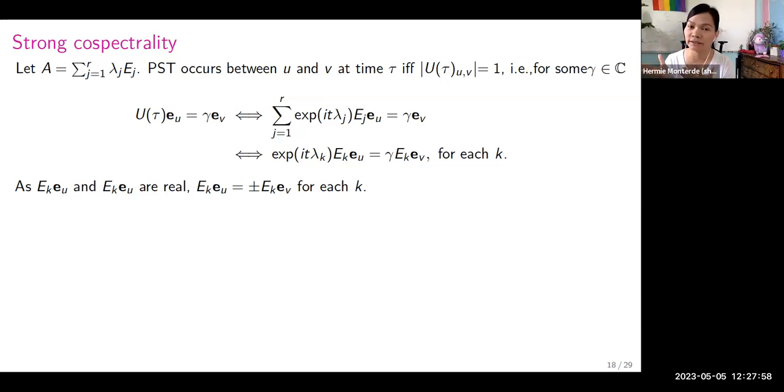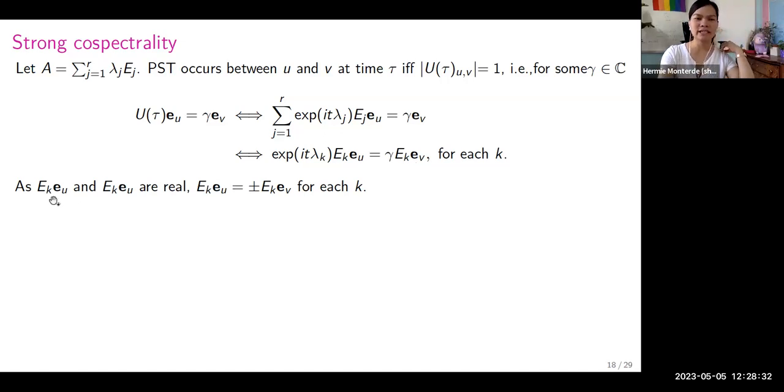pairwise multiplicatively orthogonal. So if I have this equation equal to gamma E_V and I hit both sides by E_k on the left, everything cancels because the E_j's are pairwise multiplicatively orthogonal. Everything cancels except for the single term corresponding to E_k. So you get gamma E_k E_V, and this happens for every k.